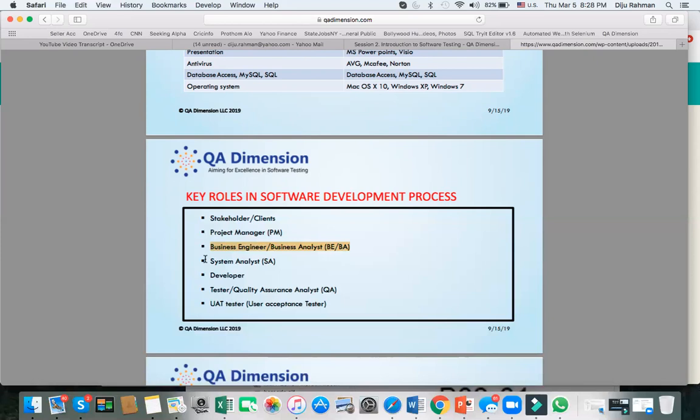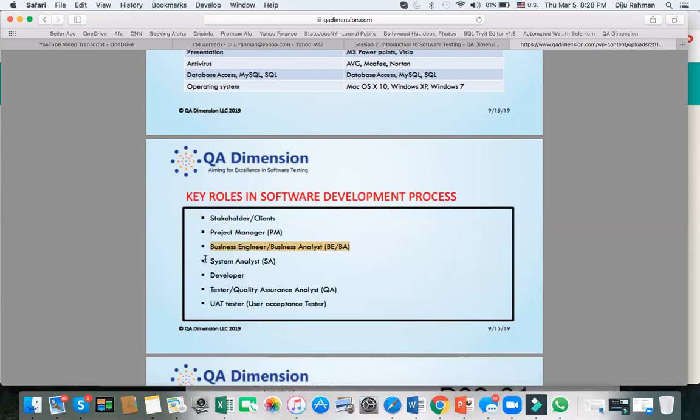So that's his role. He's not going to design anything. He's just gathering all the information that is needed to design. Make sense? Yes. Okay. The next is system analyst. Most of the time, in interviews, a lot of people get confused with the role of business engineer or business analyst and system analyst.